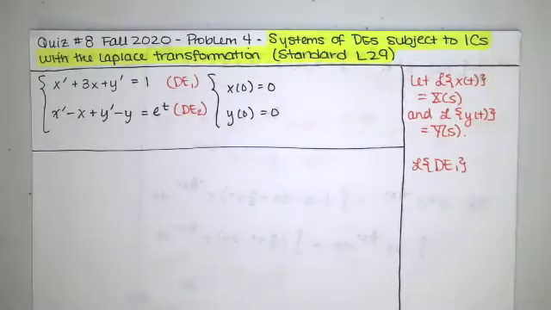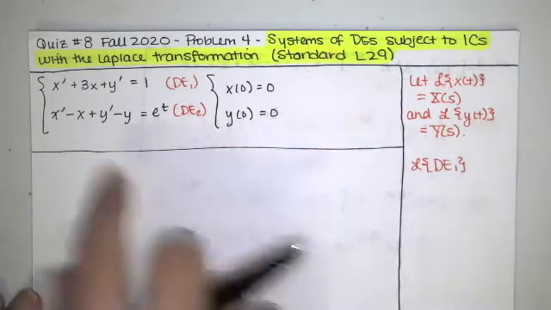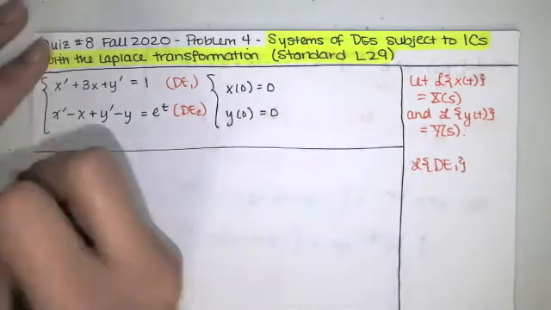In this video, we solve problem number 4 from the fall 2020 quiz number 8 in our elementary differential equations class. We're given a system of first order differential equations subject to initial conditions, and we're asked to solve with the Laplace transformation. We always start by letting the Laplace transform of x of t be big X of s, and the Laplace transform of y of t is big Y of s, and then we take the Laplace transform of each of these equations.